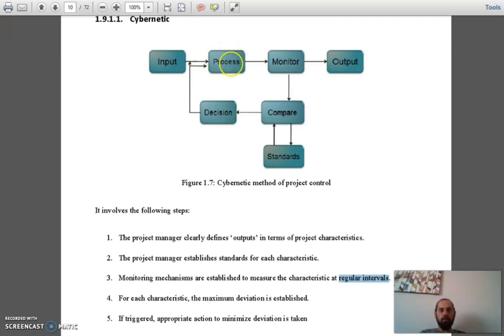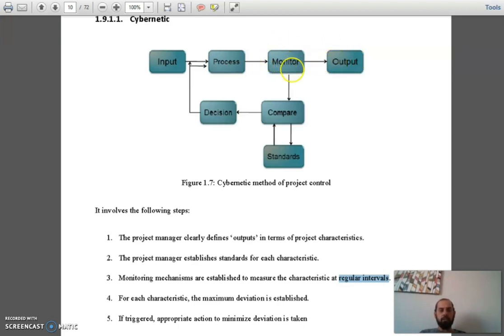Every process we have a monitoring and control. So whatever the case might be, which process group we have, like initiating or planning or executing or closing, we have the inputs here for each one of these processes. And while we are working in these processes, we have monitoring. The monitoring until we reach the output of this process, from input to process, and while monitoring, there is output after that.